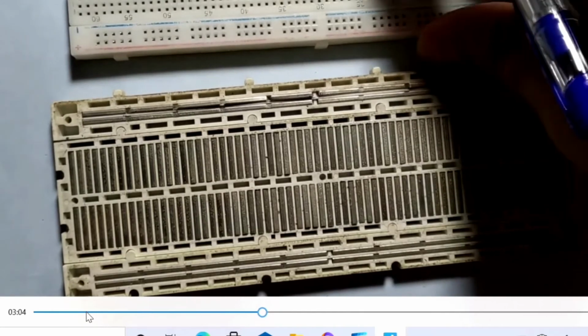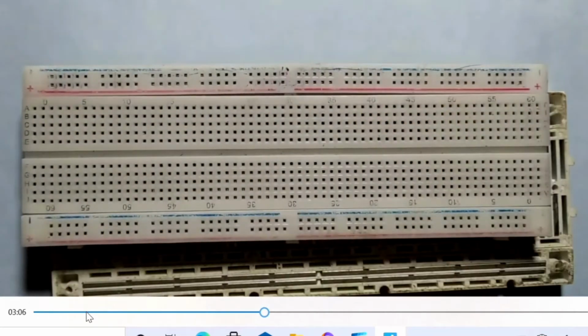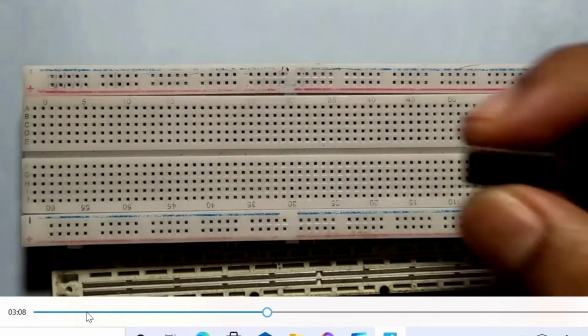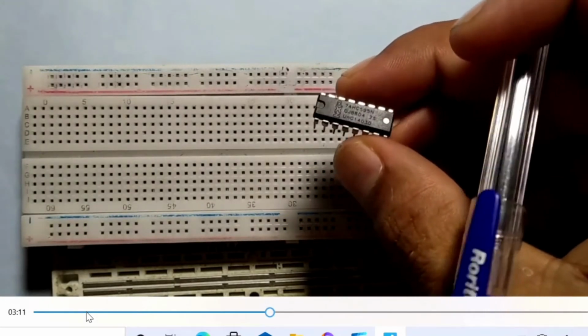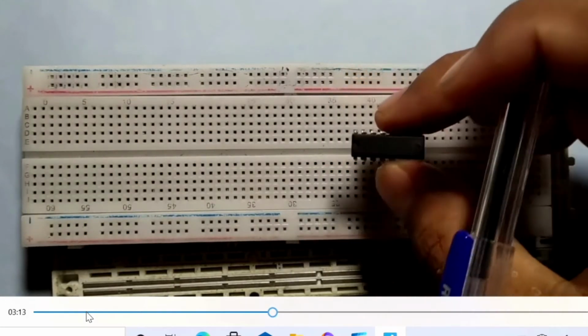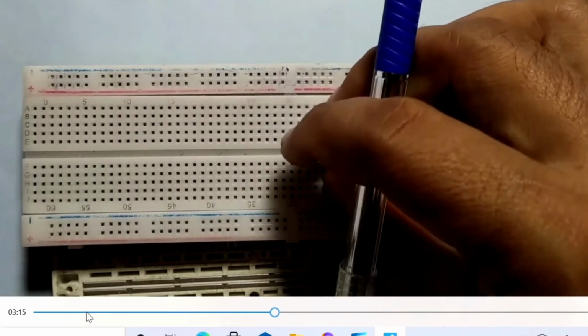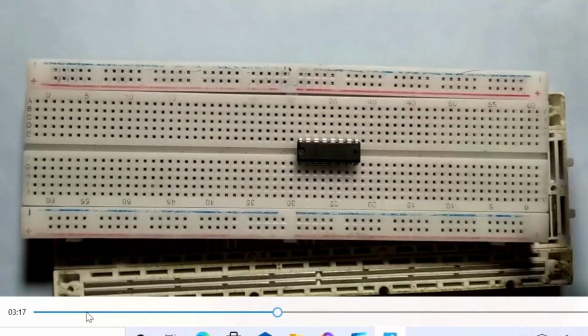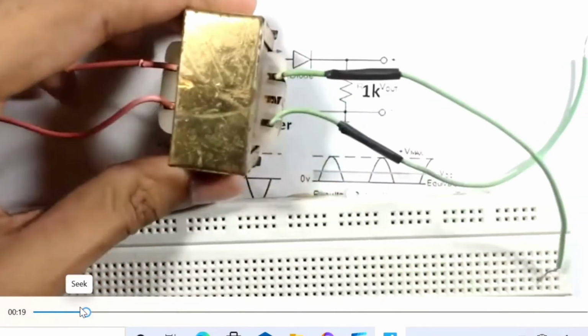So what is the purpose now? This is connectivity for an IC. If you have an IC like this, a dual in-line package IC, we can connect the IC like this. So for this purpose only we have that. Well students, now we will see how to connect.